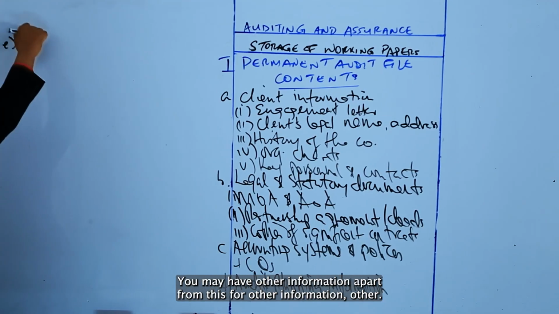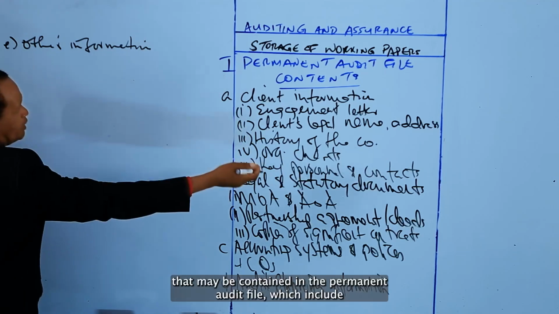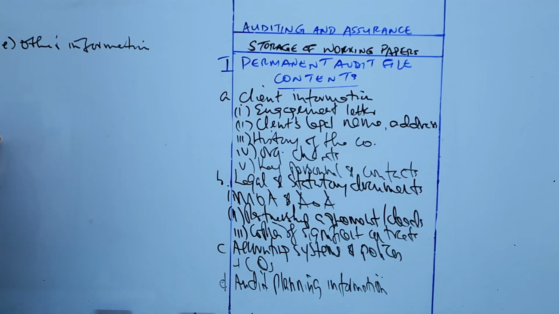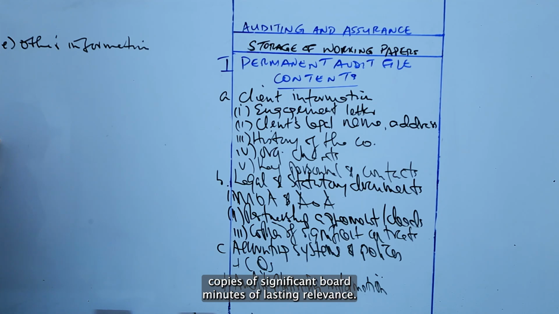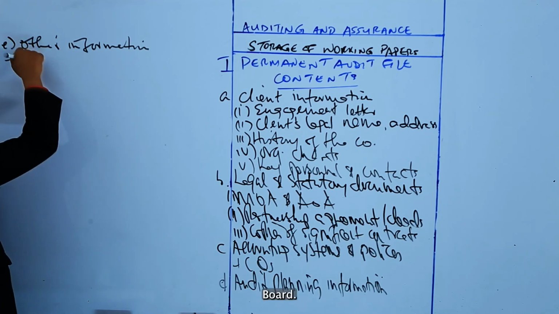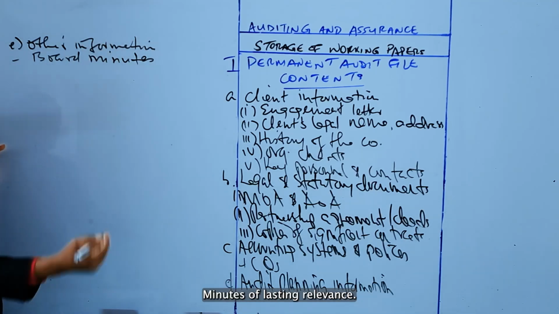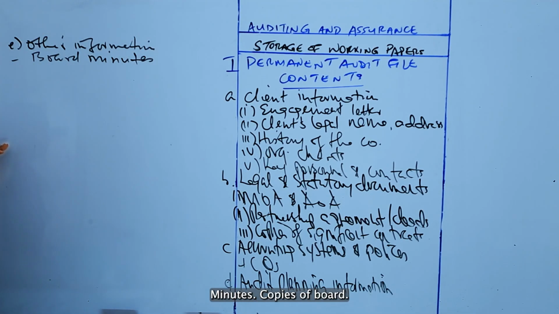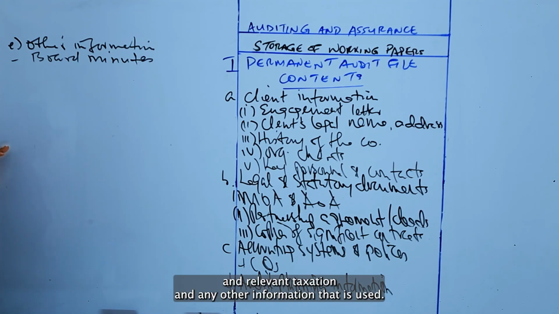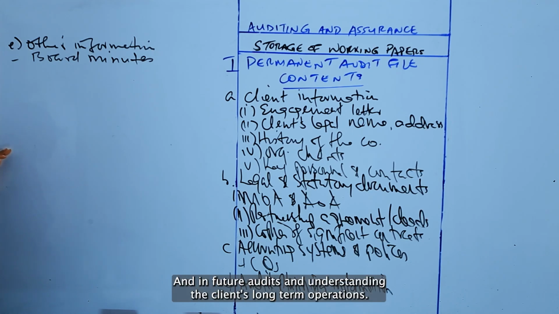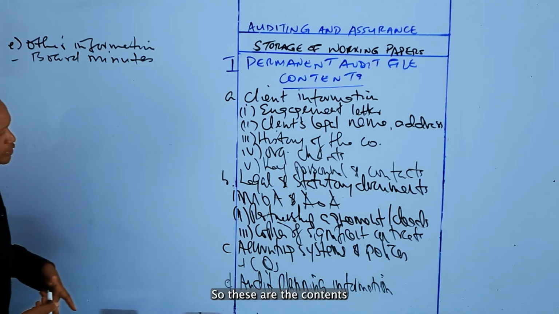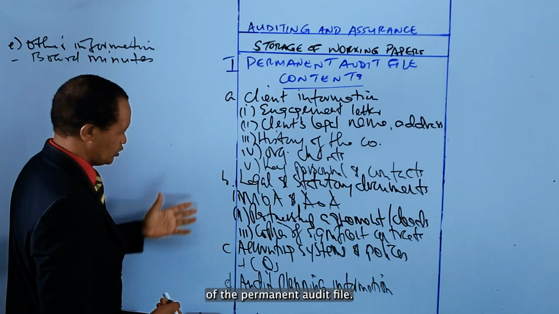Other information that may be contained in the permanent audit file, which include copies of significant board minutes of lasting relevance, long-term minutes, copies of board minutes. We may have important legal correspondences, taxation history, and relevant tax assessments, and any other information that is used in future audits and understanding the client's long-term operations. So these are the contents of the permanent audit file.